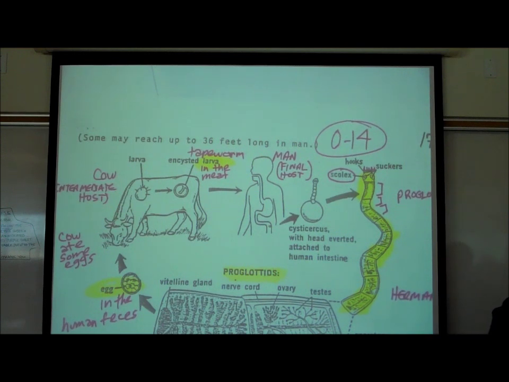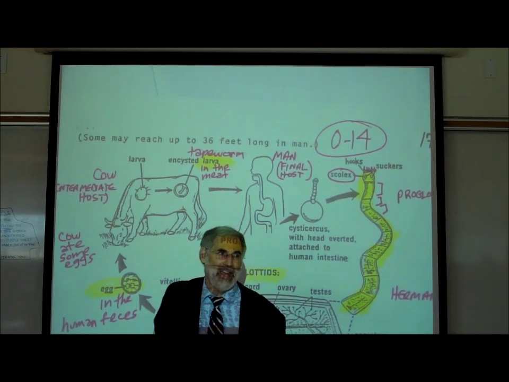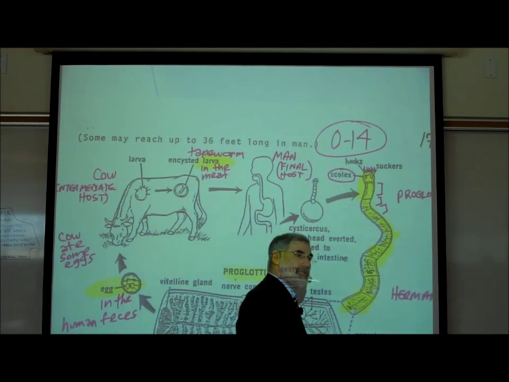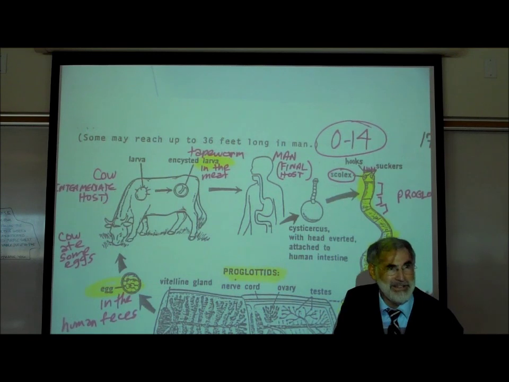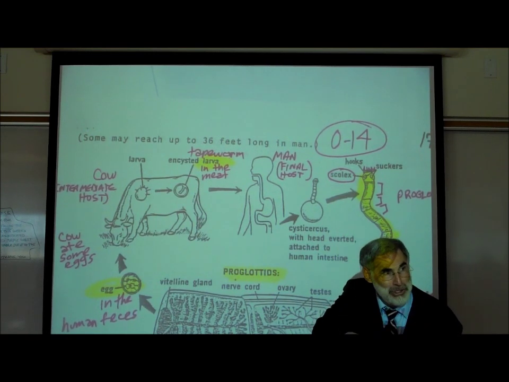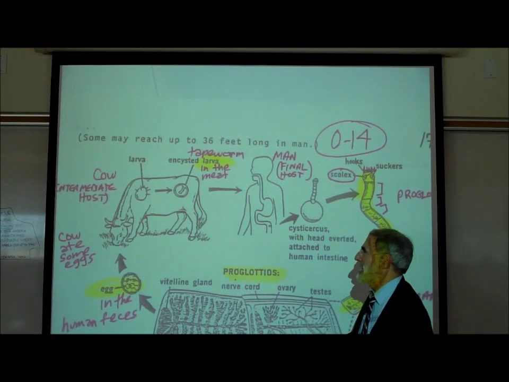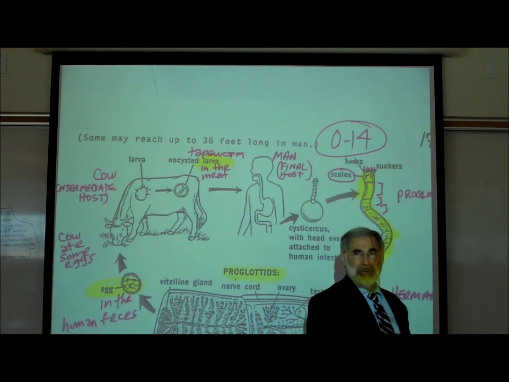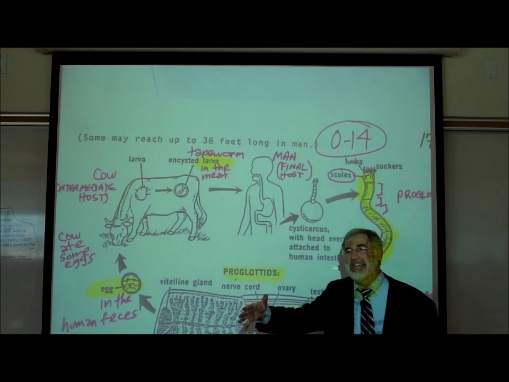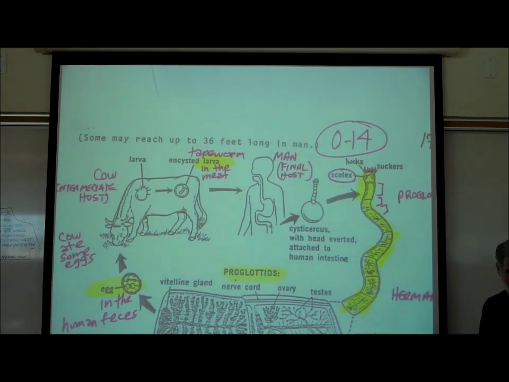Now, the evolutionary biologists would explain the reason it works this way is that before humans were here on the planet, there were cows before us. That's true whether you go by the evolutionary account or the biblical account. We're the last ones to appear in either account. So originally, this was just a parasite of the cow. But then when humans started raising and eating cows, we became part of this cycle, is the explanation.